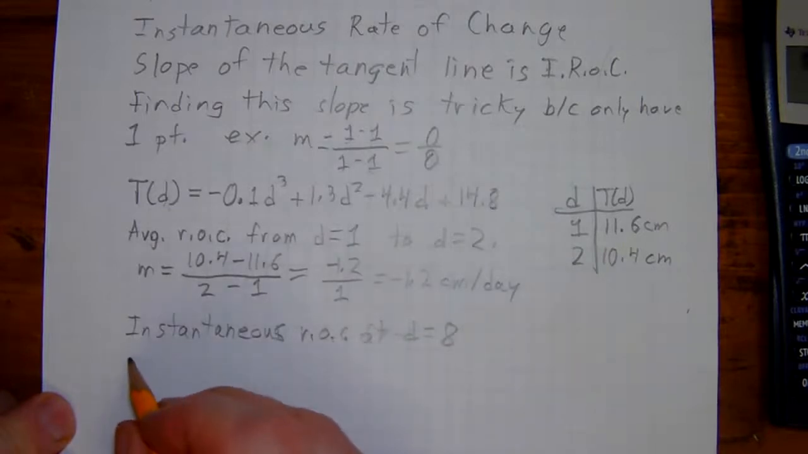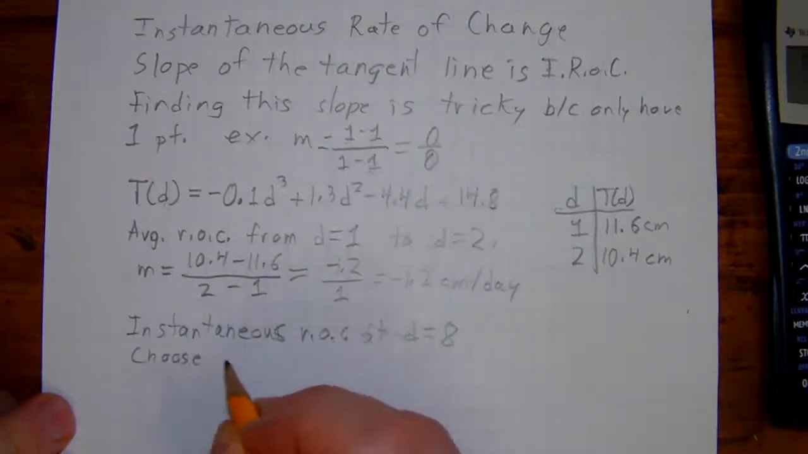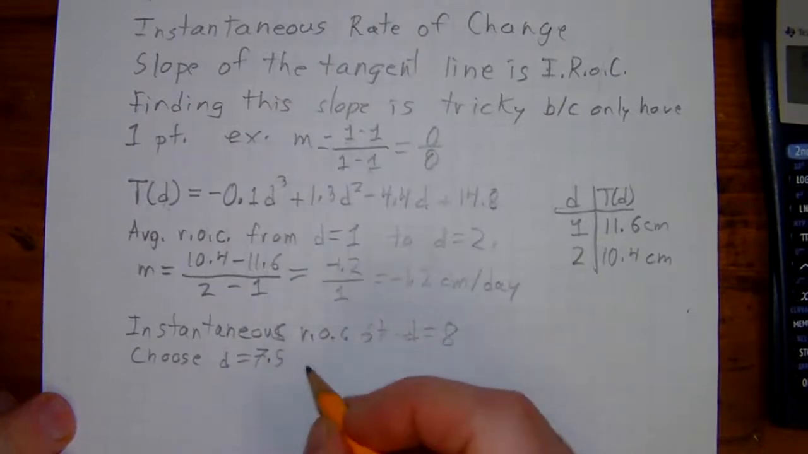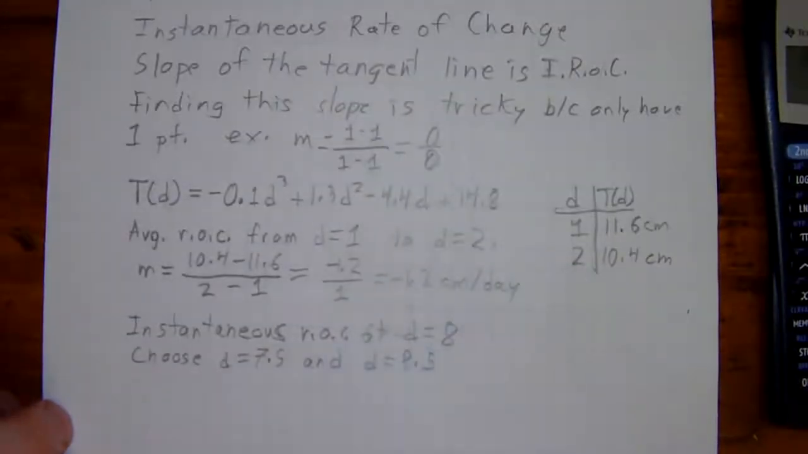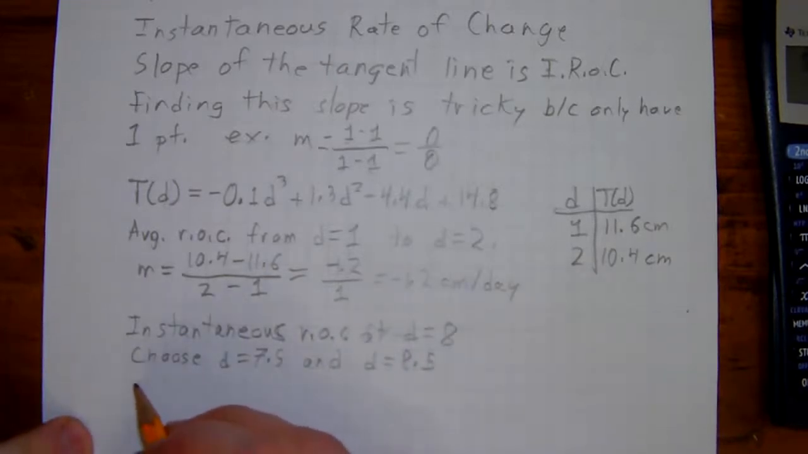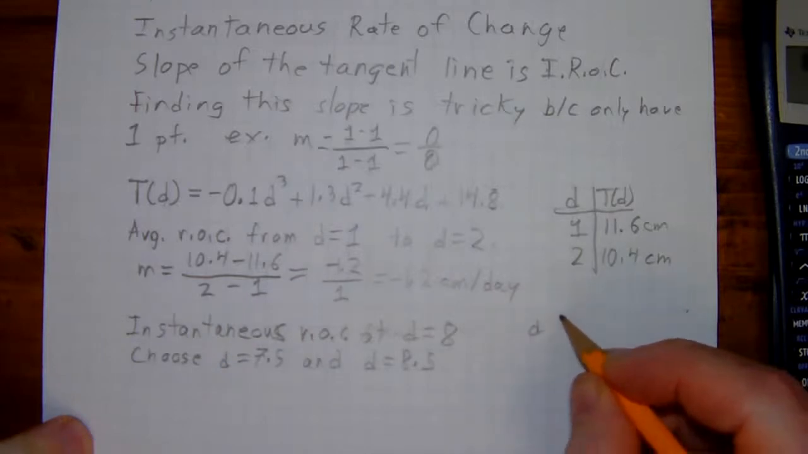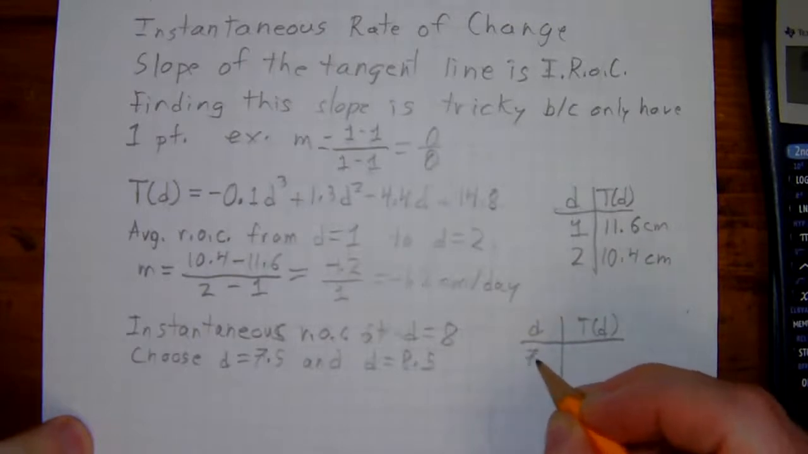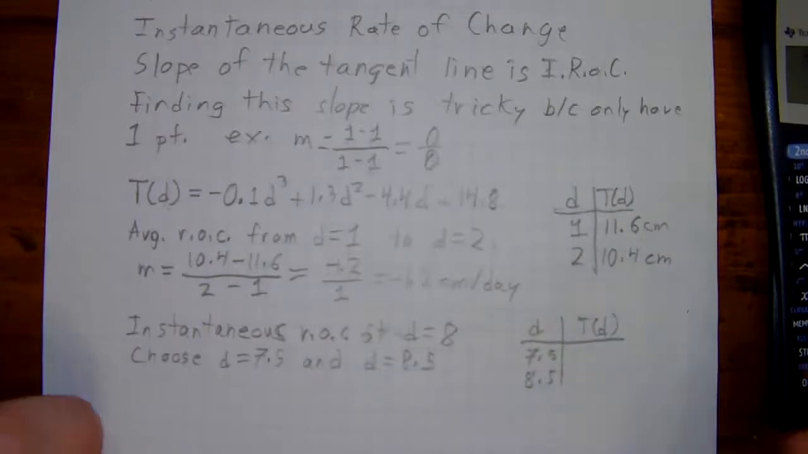The way that we're going to do that is we're going to choose d equals 7.5, a point slightly before it, and d equals 8.5, a point slightly after it. So we're just a little bit on each side here. We're going to use those 2 points to do our instantaneous rate of change calculation. So we again need our table, d for number of days, t of d for thickness of the ice, 7.5, 8.5.